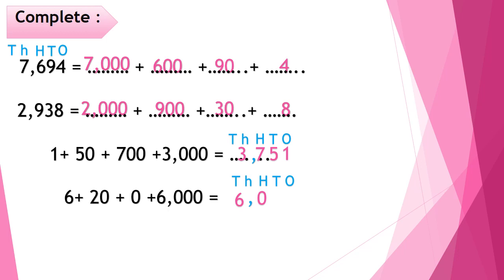Then move to the tens place. In the tens place, which number should I put here? Yes, I have 20. Can I write 20 in the tens place? No, we must cancel the 0 first. So I will write 2. The last number, in ones, just 6 because it doesn't have any zeros.